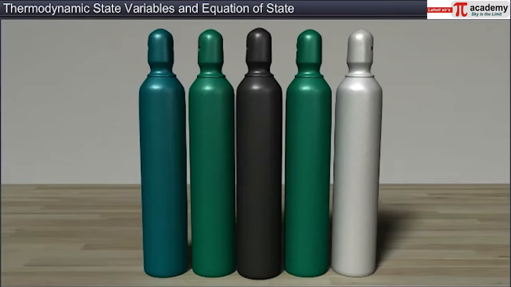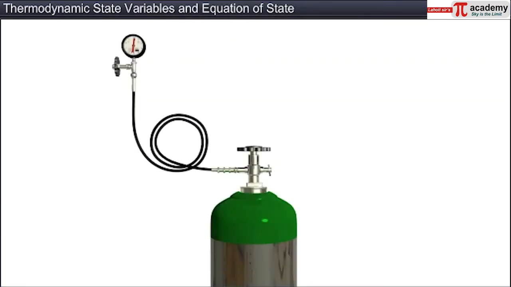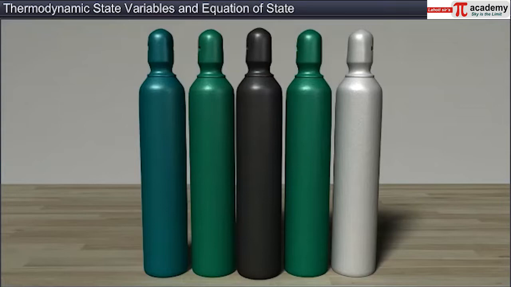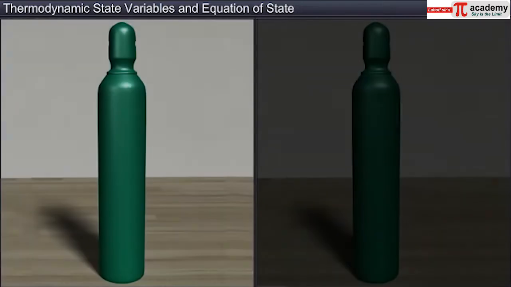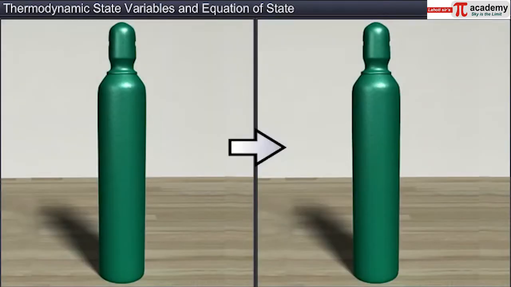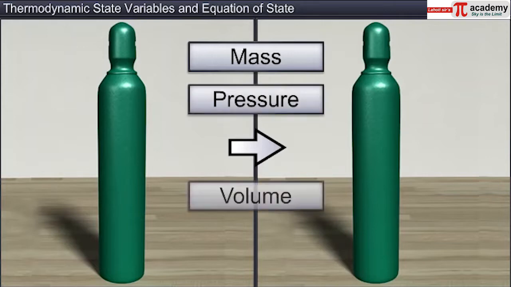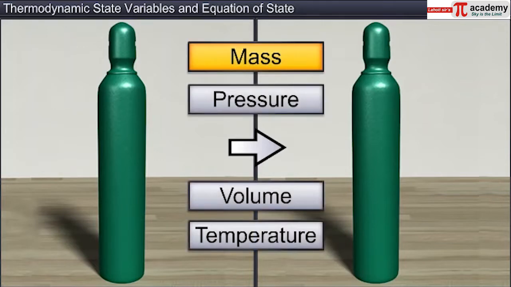Since the volume of all these cylinders is the same at a given constant temperature, if oxygen is filled to a certain pressure, all these cylinders will contain equal quantities of oxygen. If oxygen gas in a cylinder is treated as a system, we can reproduce the system by knowing the values of some of the properties of the gas, such as mass, pressure, volume, and temperature.